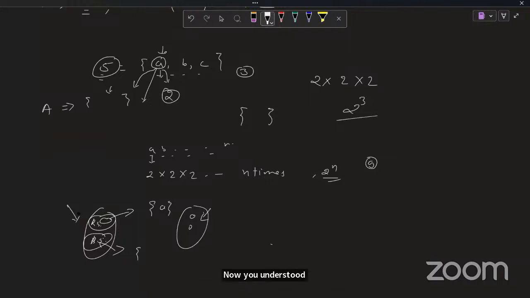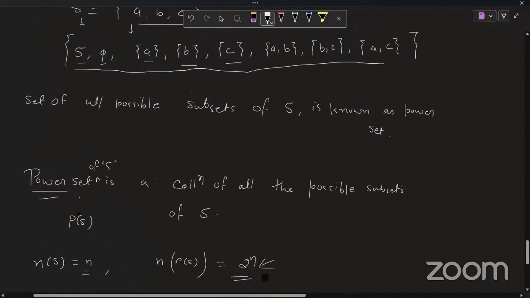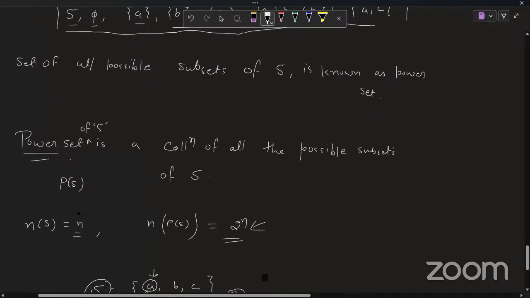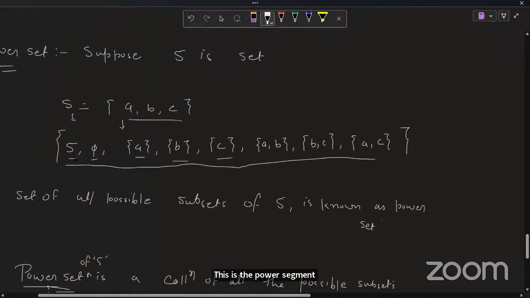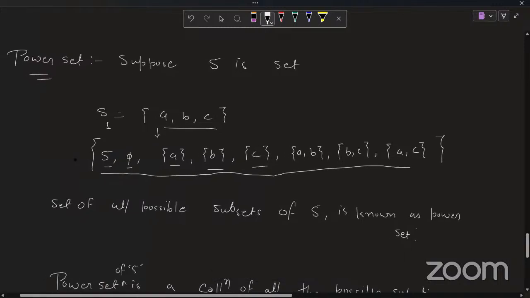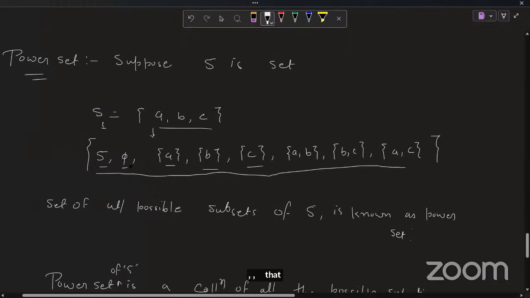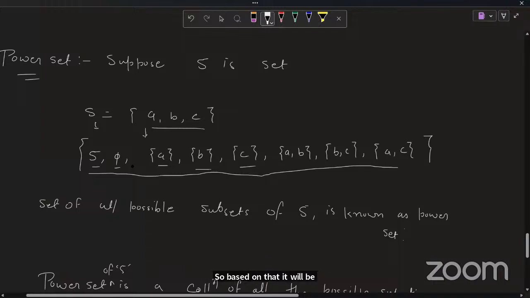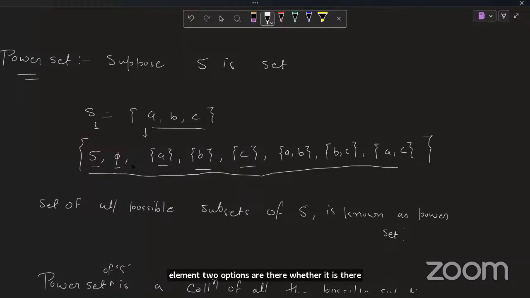Sir, can you go back to the power set, sir? This is the power set, no? No, sir, just this one, where you defined it. Correct, sir. So here, A, B, C, that is fine, and whether each is there or not, based on that the cardinality will be determined. For each element 2 options are there, whether it is inside the set or outside the set. So that way, 6 possibilities are there for this.